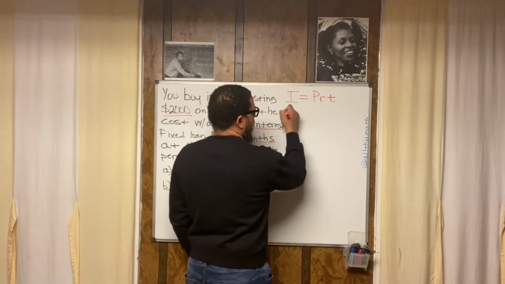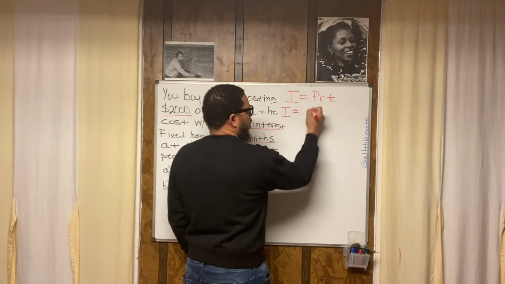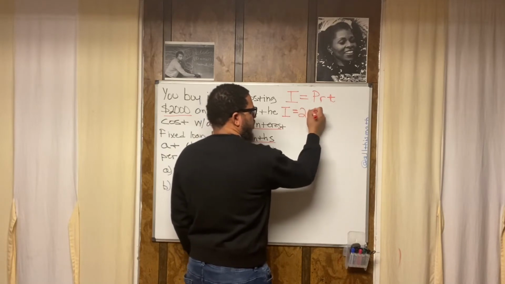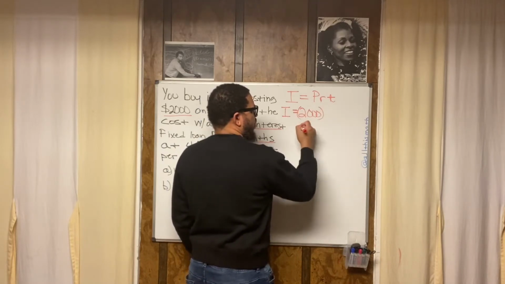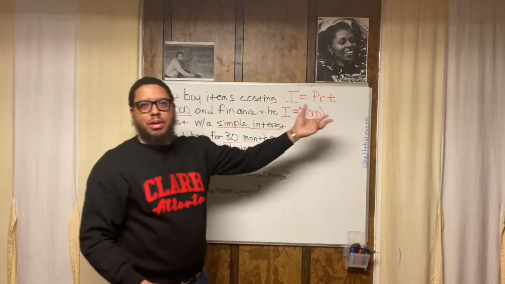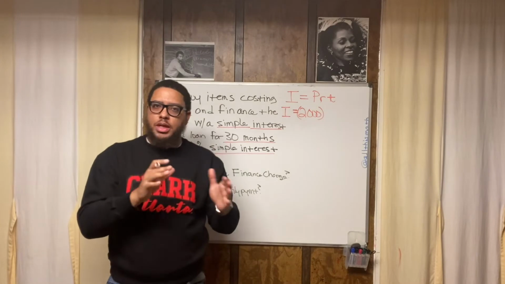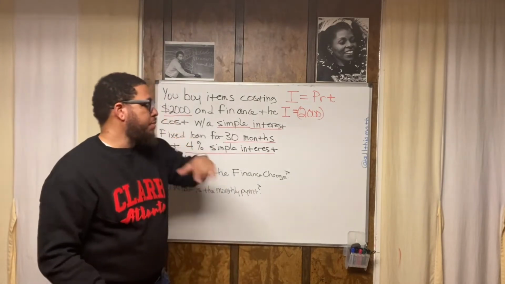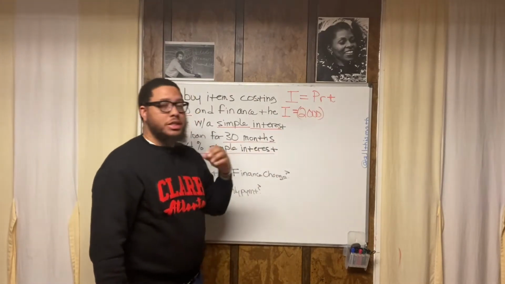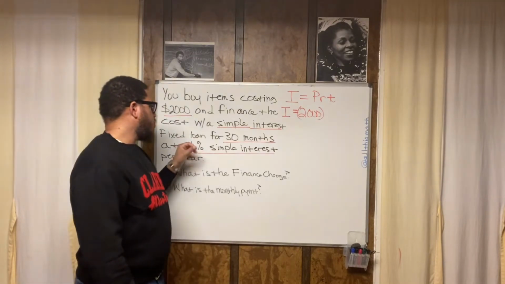So we're going to do I equals, replace the letter P with 2,000. Right? And I'm going to put it in parentheses because these three are going to be multiplied by each other. So I'm going to use parentheses to show separation between the three different values. Right? So that's 2,000. The R is the interest rate. The interest rate is 4%.